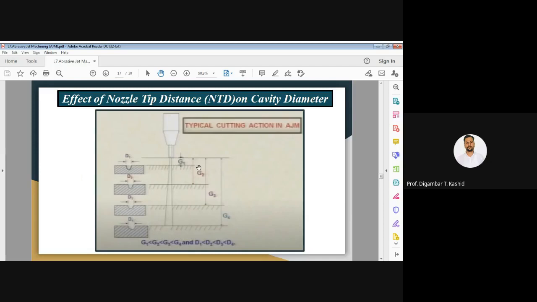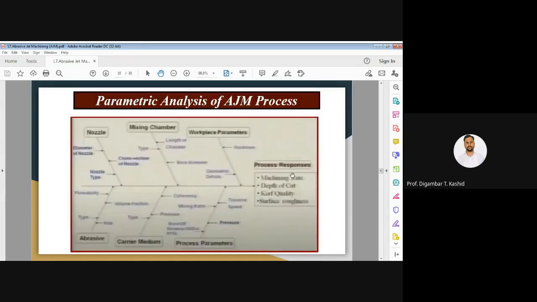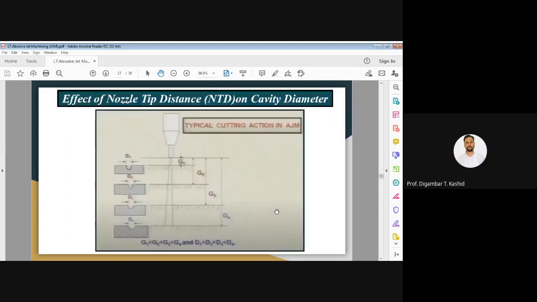Now, the effect of these process parameters on your performance. The performance characteristics mentioned here are machining rate, depth of cut, kerf quality, and surface roughness. First, I have mentioned the effect of nozzle tip distance or stand-up distance (NTD or SOD) on your cavity diameter. How the NTD or SOD affects the shape and size of the cavity is well illustrated in this particular figure.